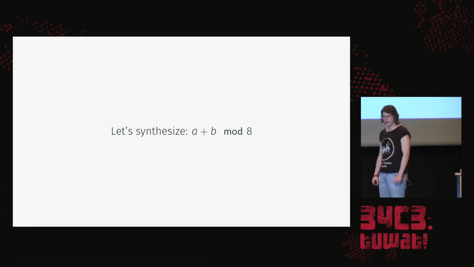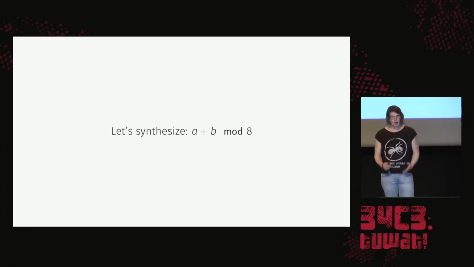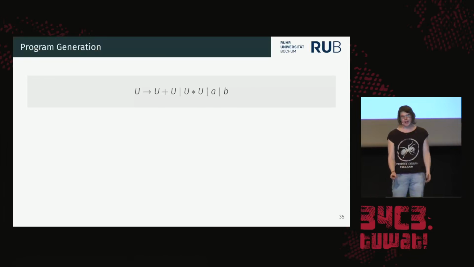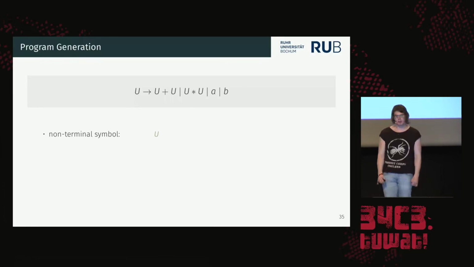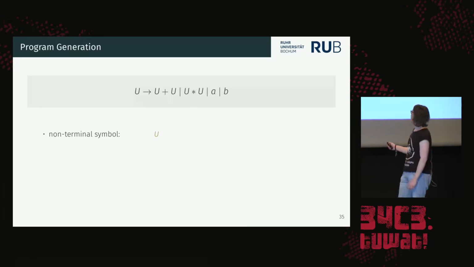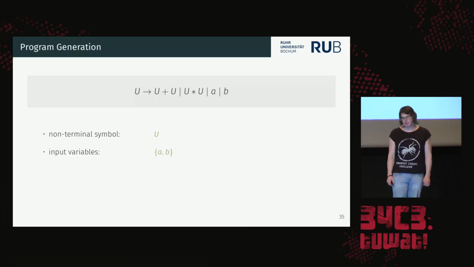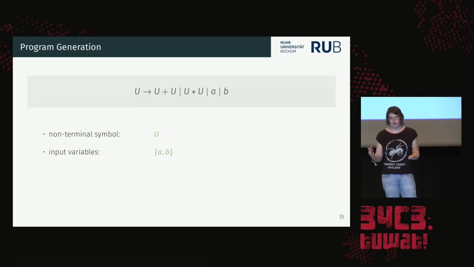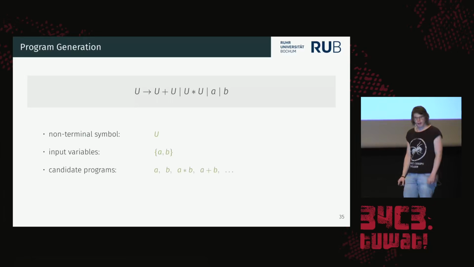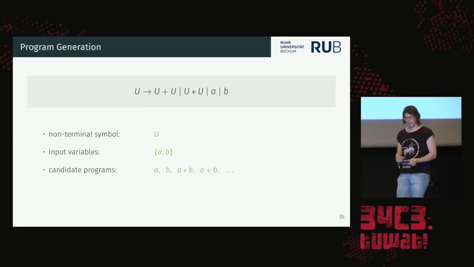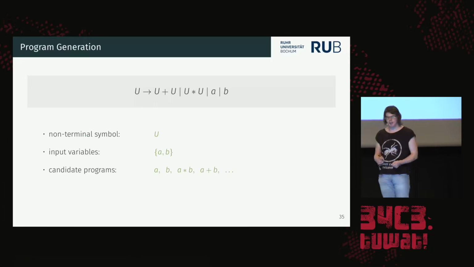So let's get practical and let's synthesize A plus B modulo 8. We first have to define how we generate programs. Well, we define a grammar. We have a non-terminal symbol u. Non-terminal means that we can replace it with other symbols. So, for instance, we replace u by u plus a, or by u plus u, or by u times u, or by a or b. We say that a and b are our input variables. We cannot derive them any further. So, therefore, we have candidate programs such as a, b, a times b, a plus b, b plus b, and so on.